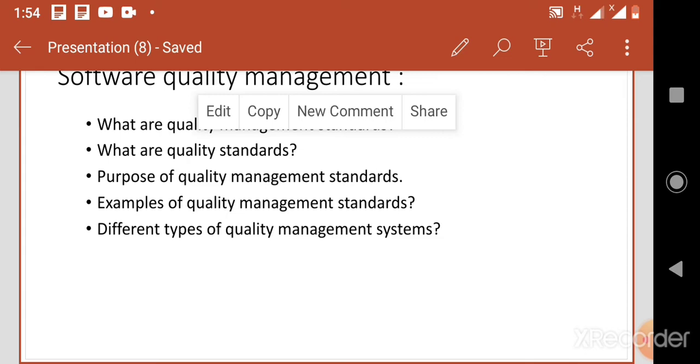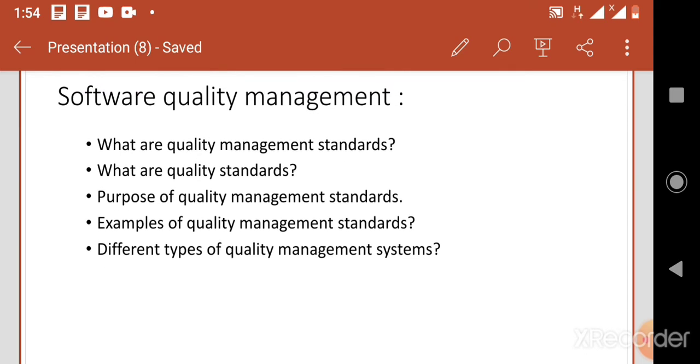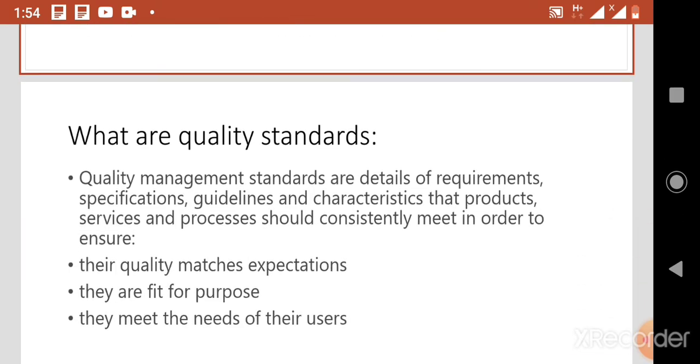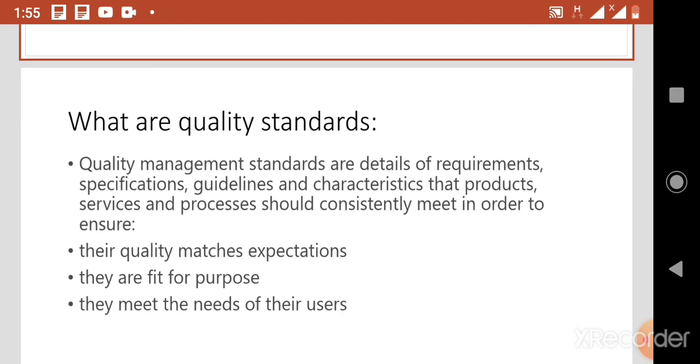After knowing about these quality management systems, we have to know what the quality management standards are. Quality management standards are details of required specifications, guidelines and characteristics that products, services and producers should consistently meet in order to ensure quality. The main theme of these quality standards is that for the customers we have to provide a specific standard of quality. By these three we can ensure that it is a quality standard: specifying that their quality matches expectations, that they are fit for purpose, and that they meet the needs of their users.